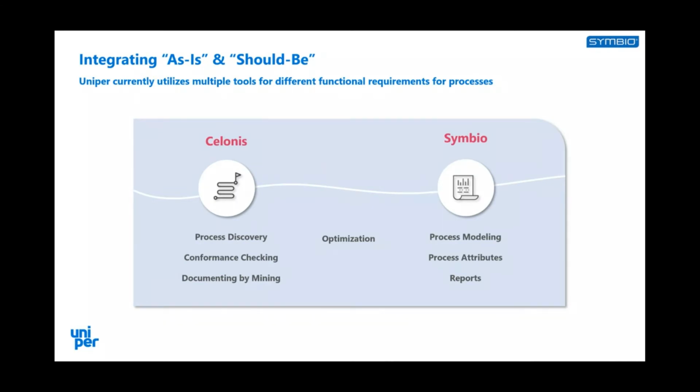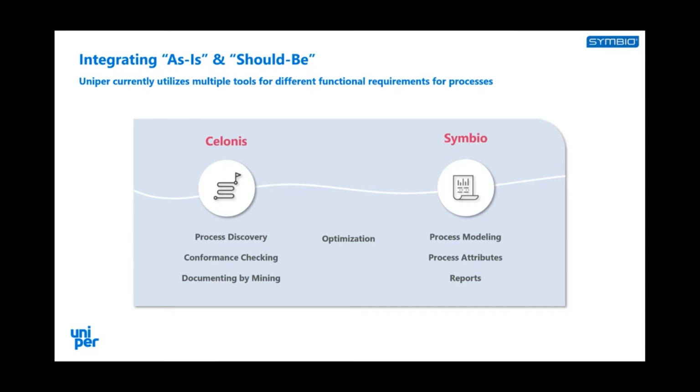So we really believe that our processes are a key building block to gain competitive advantage and to maximize value for our customers. And Uniper is using multiple tools for managing processes for different functional requirements. For this use case, we can categorize our processes into two categories. You can think of the as-is processes and you can think of the should-be processes.